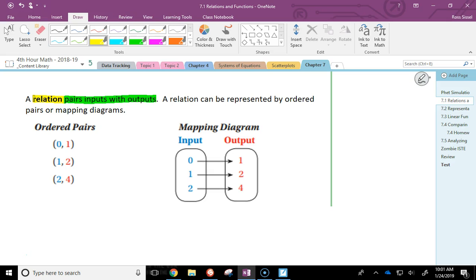The input was my x's: 0, 1, 2. Output: well, 0 went to 1, so 0 goes to 1. 1 goes to 2, and 2 goes to 4. Okay? So that's a mapping diagram. That's ordered pairs. We will have to be doing some of this.